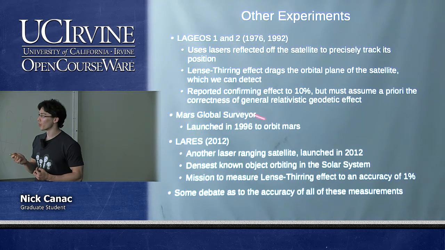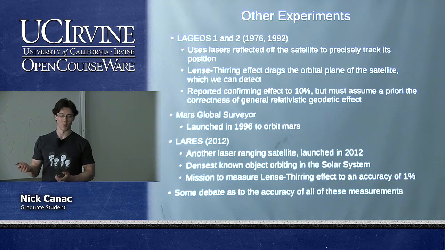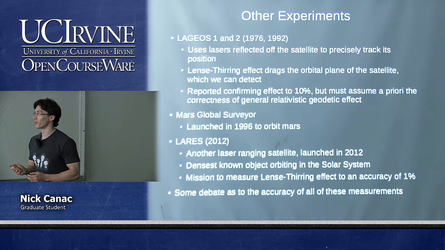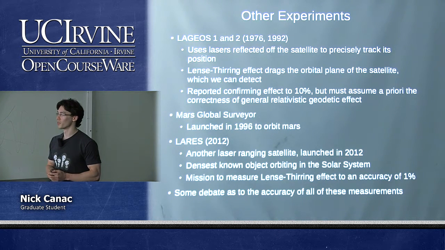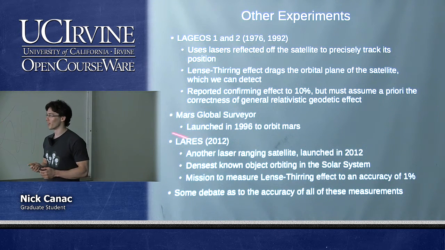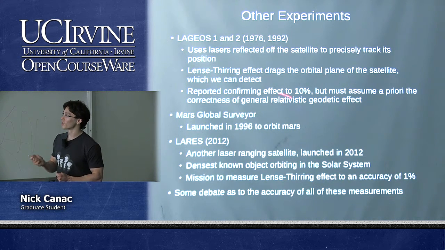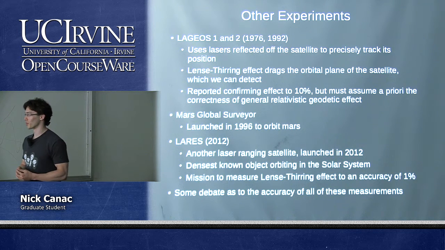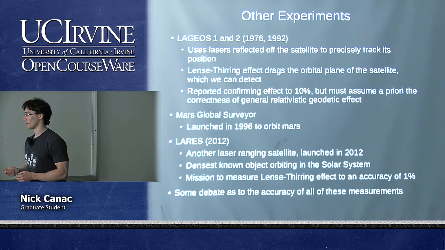So another one is this Mars Global Surveyor, which was launched in 1996 and put in orbit around Mars in 1997. And some people have tried to use data from that in order to constrain this effect. There's been some controversy over how they did that. And then the latest one is this LARES one, which is very similar, I think, to these satellites. It was launched in 2012. It's supposedly the densest known object orbiting the solar system. And their goal is to measure the Lense-Thirring effect to an accuracy of 1%.